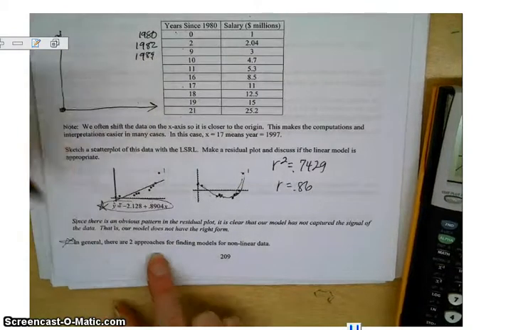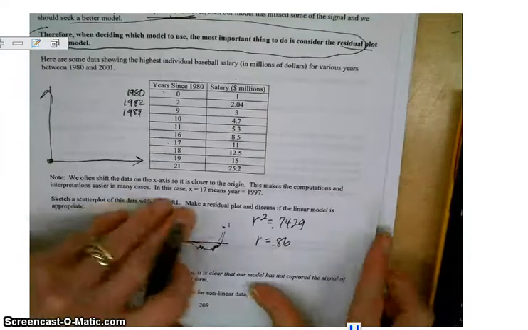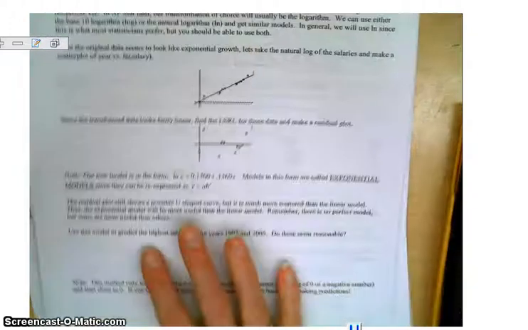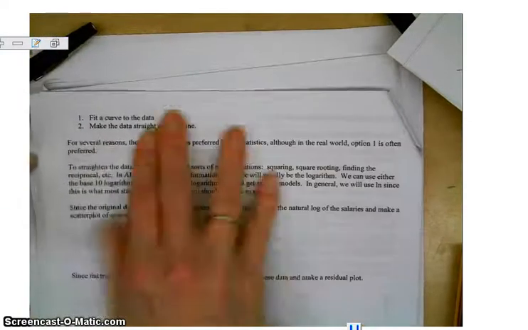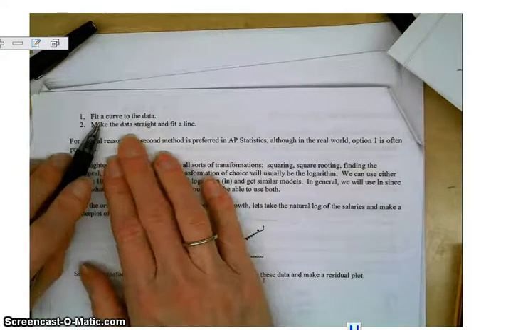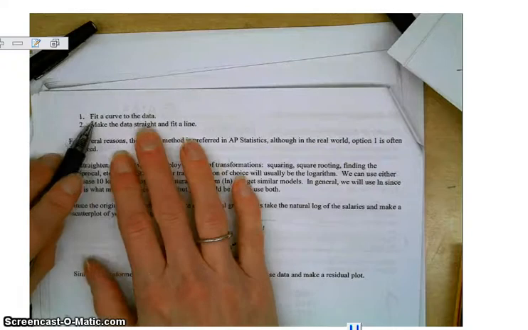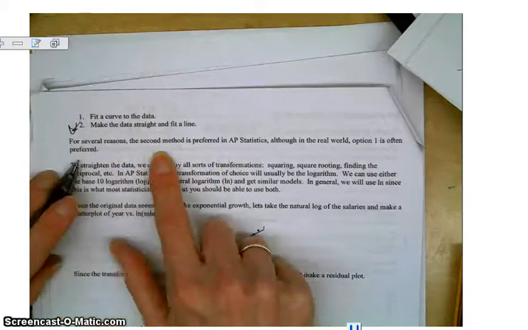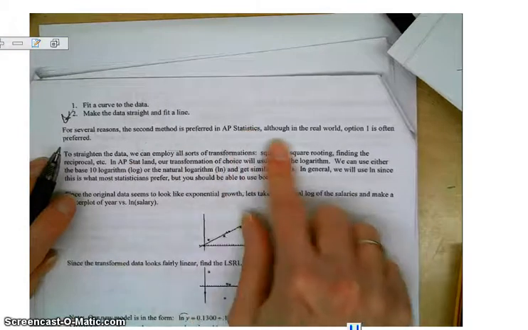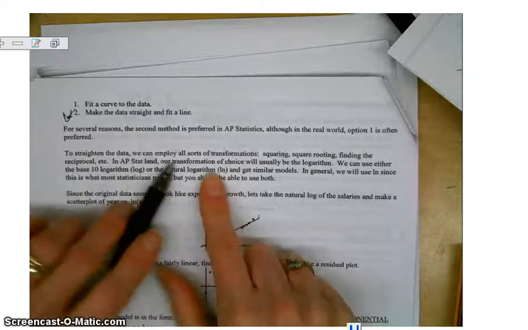So in general, there are two approaches for finding models for nonlinear data. What we need to learn to do is exponential and logarithmic regression. Two ideas, schools of thought: we could fit a curve to the data, or make the data straight and fit a line. We are not going to fit a curve to the data, we are going to make the data straight. For several reasons, the second method is preferred in AP Statistics, although in the real world, option 1 is often preferred. To straighten the data, we can employ all sorts of transformations.